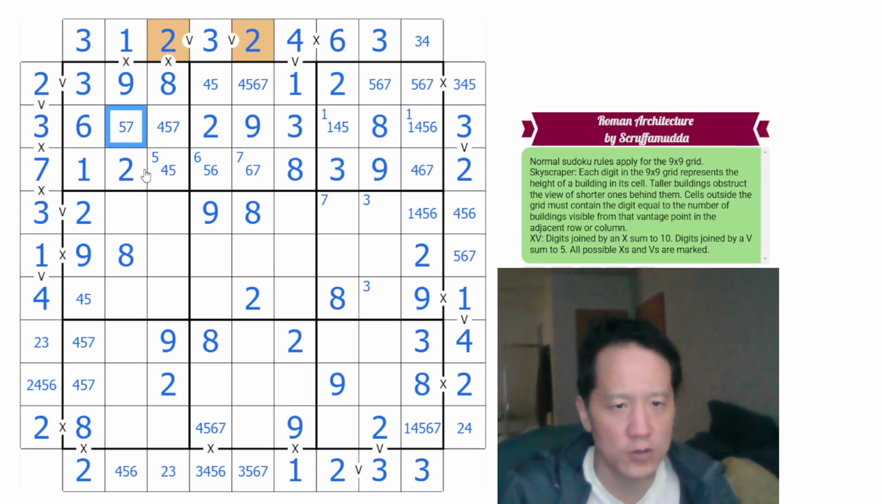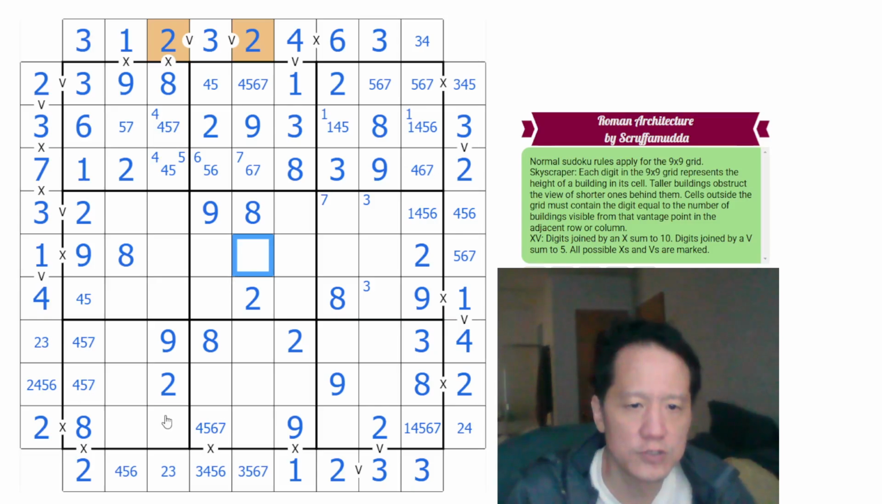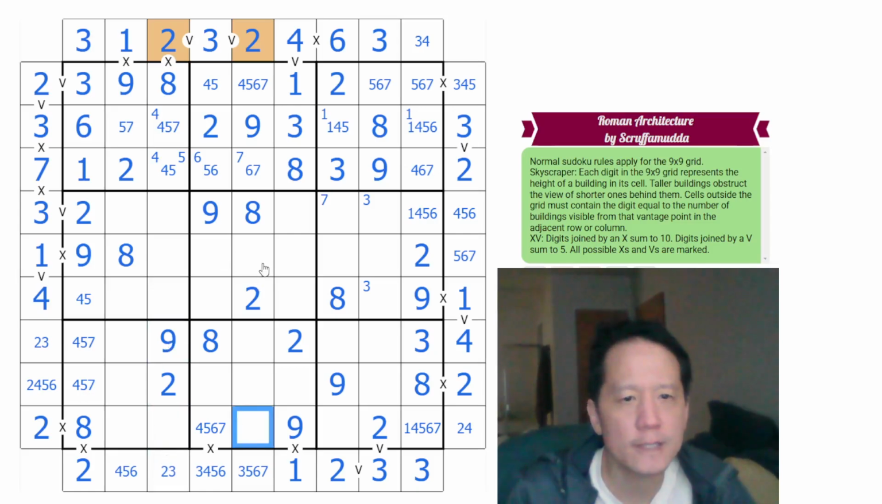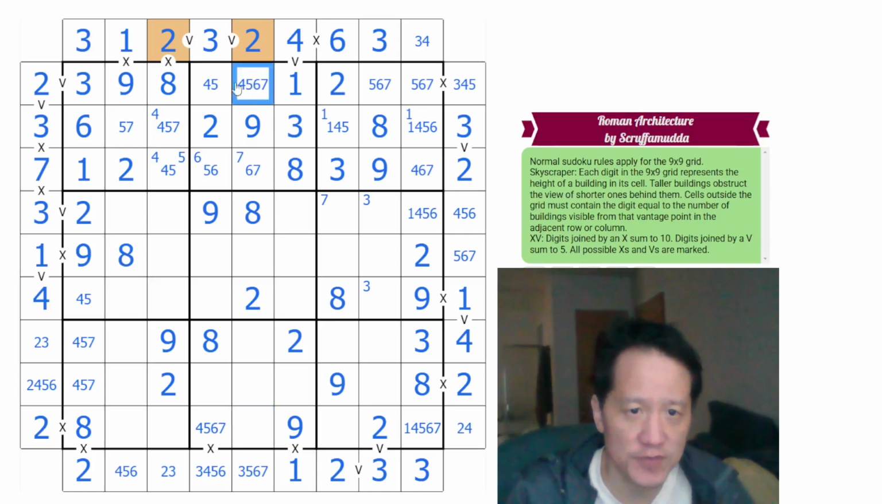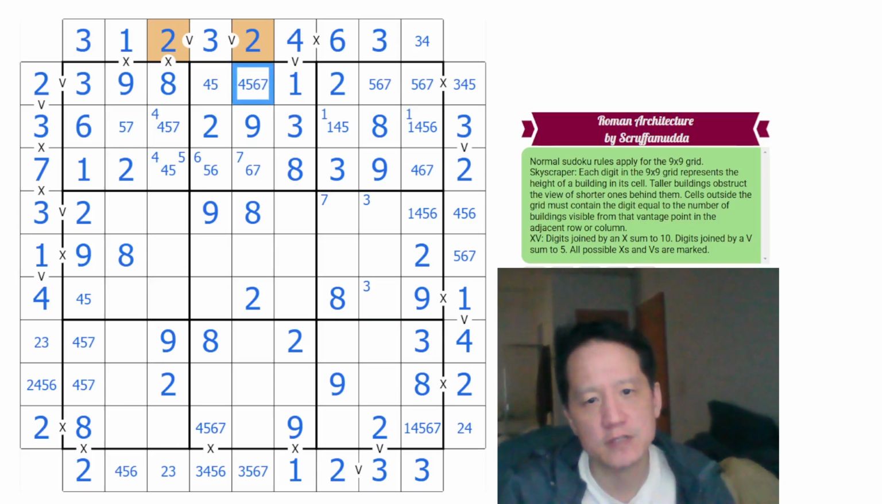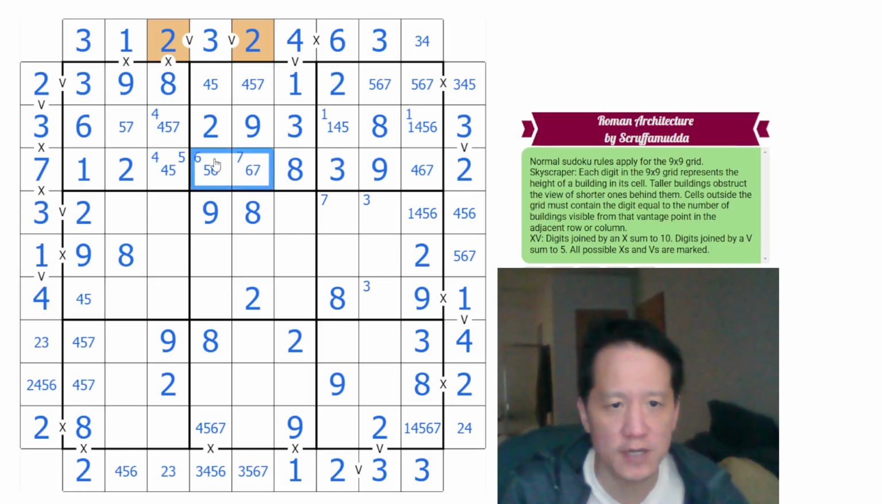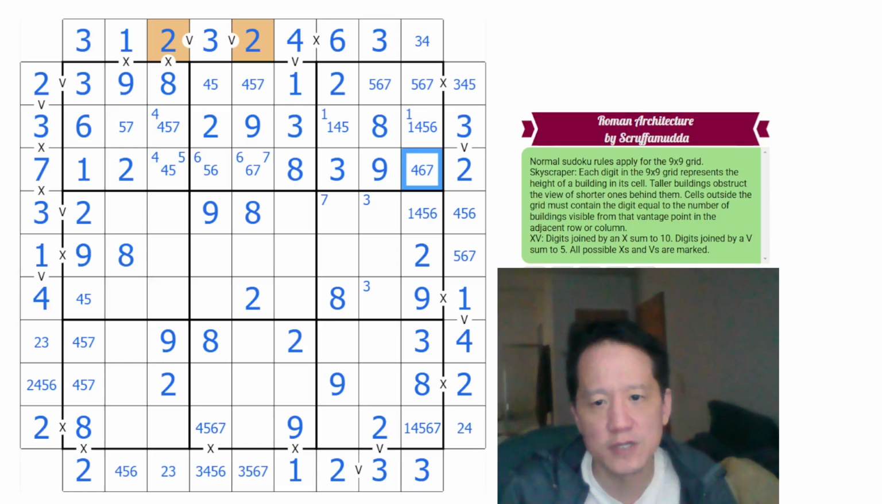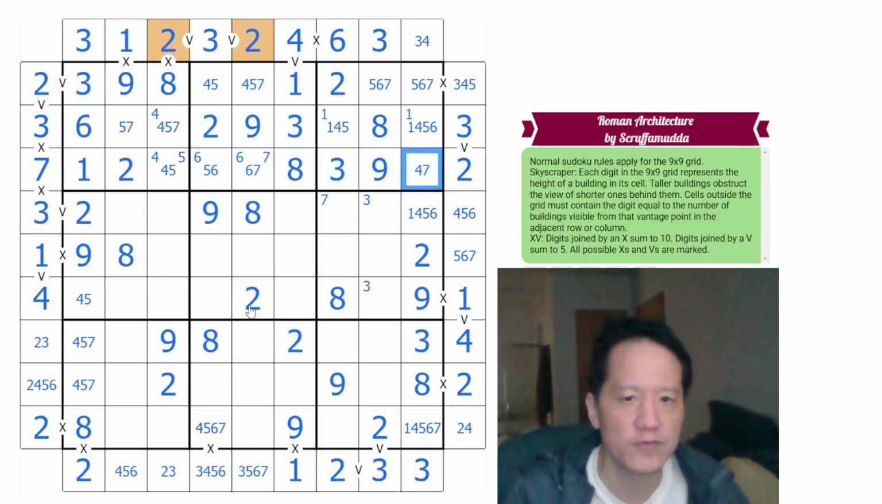This can't be 4. So 4 has to be one of these 2. That's interesting. This could be 1, 2, 9, in which case that would see 3. This can't be 6, because if this were 6, it would be next to a 4, definitely, and that's not allowed, because there's no x between them. So 6 has to be one of these 2, which means this can't be 6. This is 4 or 7.